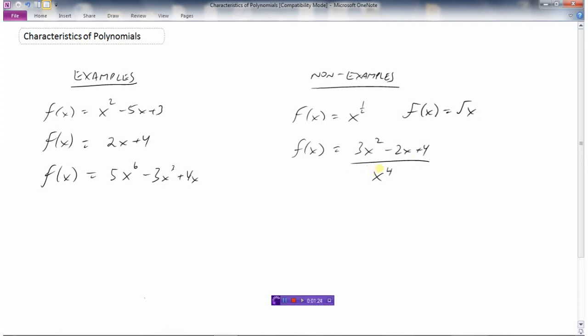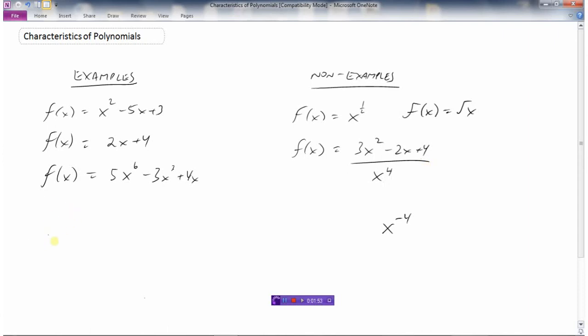In the second example here, we've got another problem. It kind of looks initially like, well, hey, they're all exponents with whole numbers on them. But remember, this one here, this divided by x to the 4, is really the same thing as saying x to the minus 4. And we can't have negative exponents. That's not a whole number. So that's another non-example. There can be no exponents of x in the denominator.